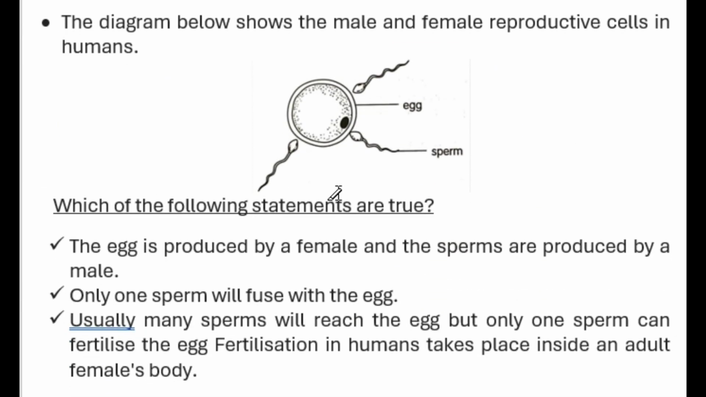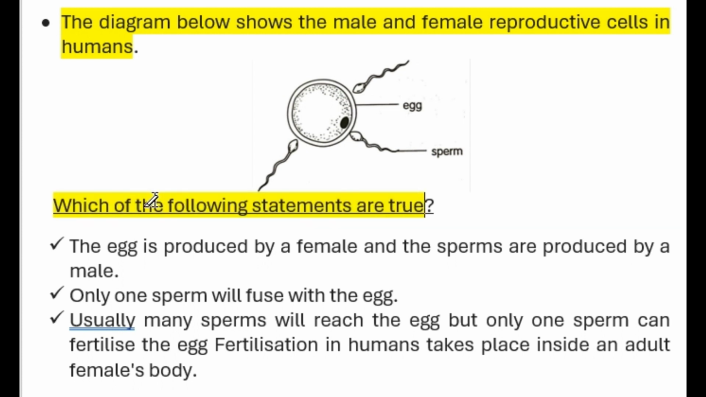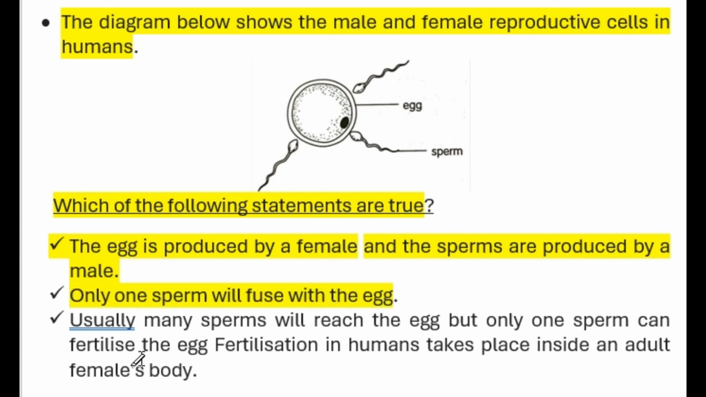The diagram below shows the male and female reproductive cells in humans. Which of the following statements are true? The egg is produced by a female and the sperms are produced by a male. Only one sperm will fuse with the egg. Usually many sperms will reach the egg, but only one sperm can fertilize the egg. Fertilization in humans takes place inside an adult female's body.